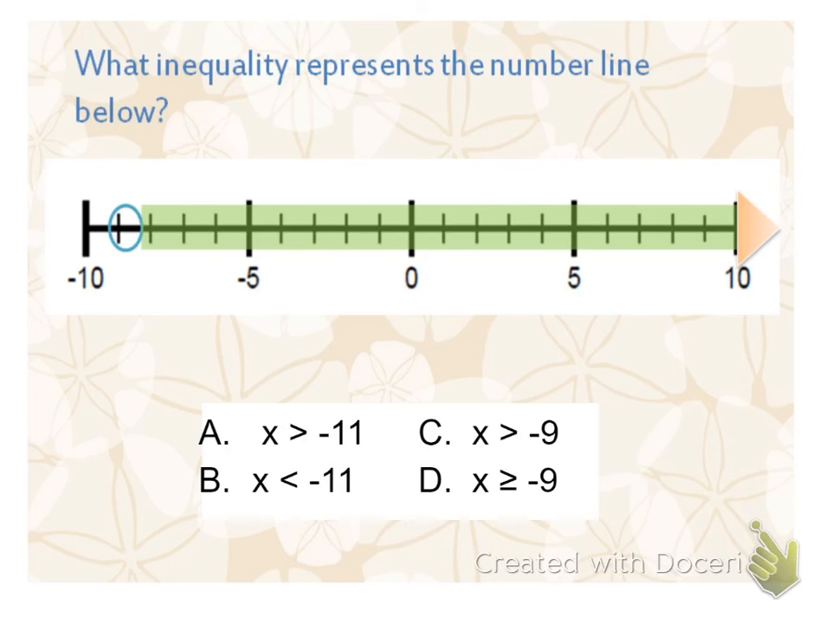Good job. Okay, all right, this one. Okay, Bella. C. C, x is greater than -9. Very good. Shaded to the right, so that's greater than. There's an open circle and it's on -9. Excellent.